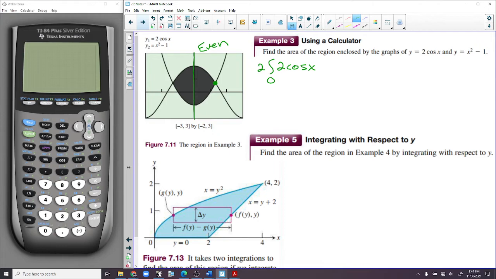And the upside down, no, excuse me. Oh, no, yeah, and the parabola is the bottom. So minus x squared minus 1 dx. Now, we're going to need a calculator for this because the intersection point's a decimal.